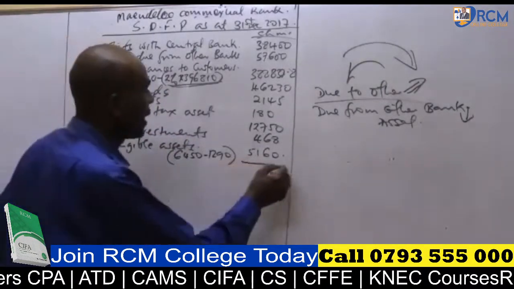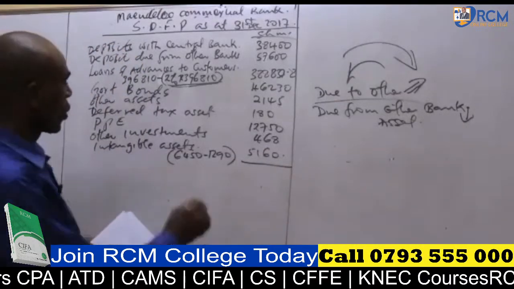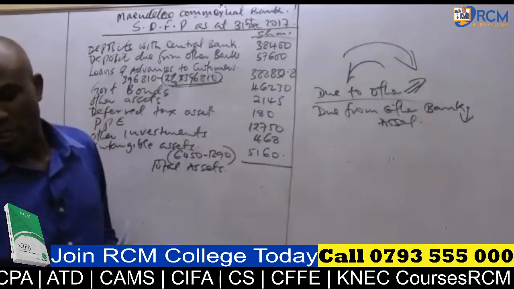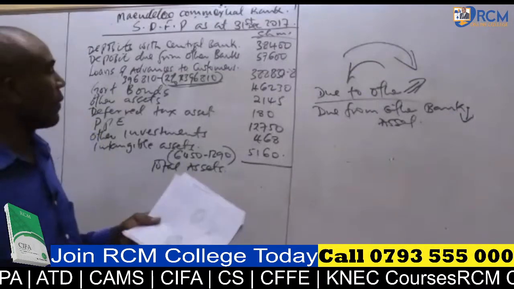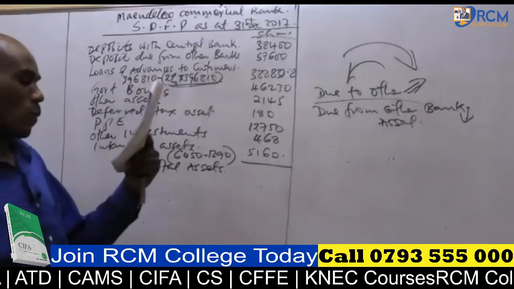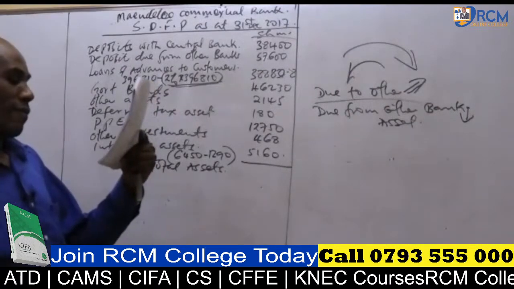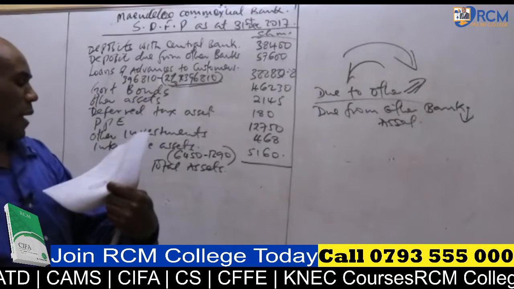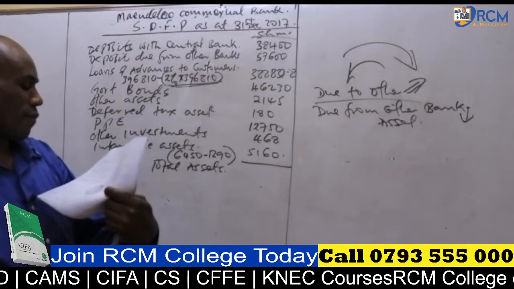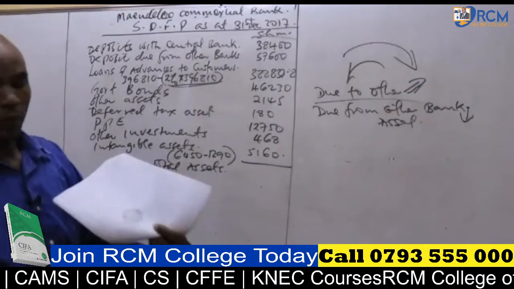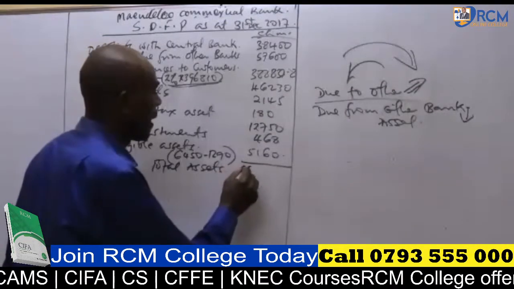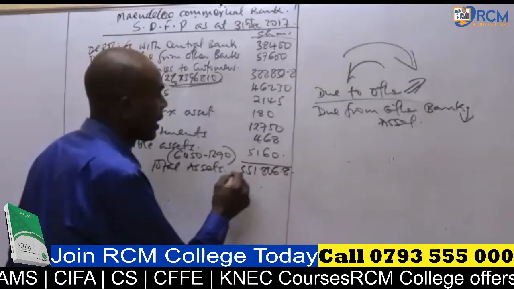Anyone? If there is none, you give me total assets there. If you see that there is nothing else, I believe we are okay. Total assets: 551,806.8. Thank you very much.